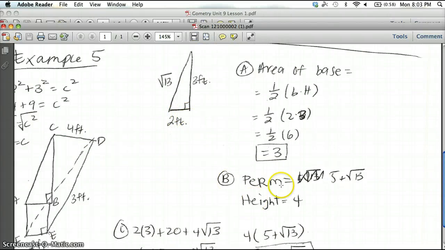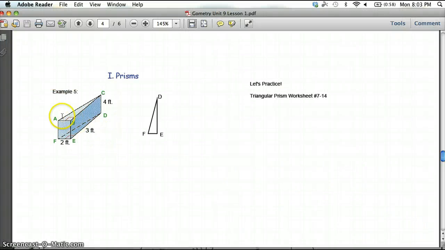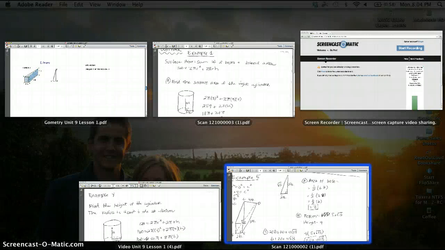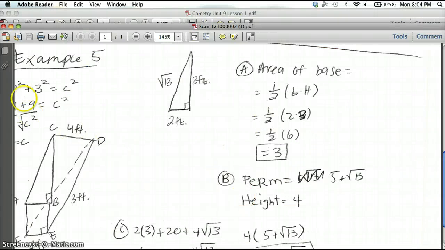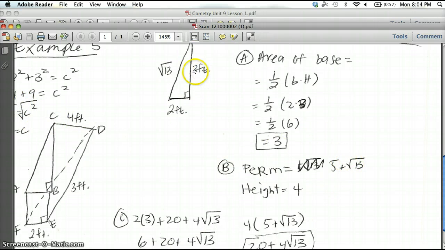But remember, I need to know the perimeter of my base as well. And if we go back and look at our example, it doesn't give us what the other side of our triangle is. So we need to go ahead and do the Pythagorean theorem. 2 squared plus 3 squared is c squared. So 4 plus 9 is c squared, and then c squared is equal to 13. So it's going to be the square root of 13. So 3 plus 2 plus the square root of 13 is 5 plus the square root of 13.